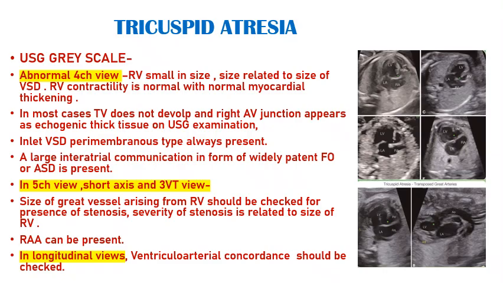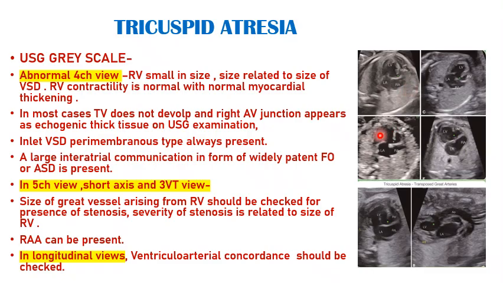In diagnosis by ultrasound, in grayscale we can see an abnormal four-chamber view with a small right ventricle. Size of right ventricle is related to size of VSD. In most cases, the tricuspid valve does not develop, and at the right atrioventricular junction we can see a thick echogenic tissue. There is an inlet perimembranous VSD in most of the cases, plus a large interatrial communication in the form of a widely patent foramen ovale or atrial septal defect is seen.